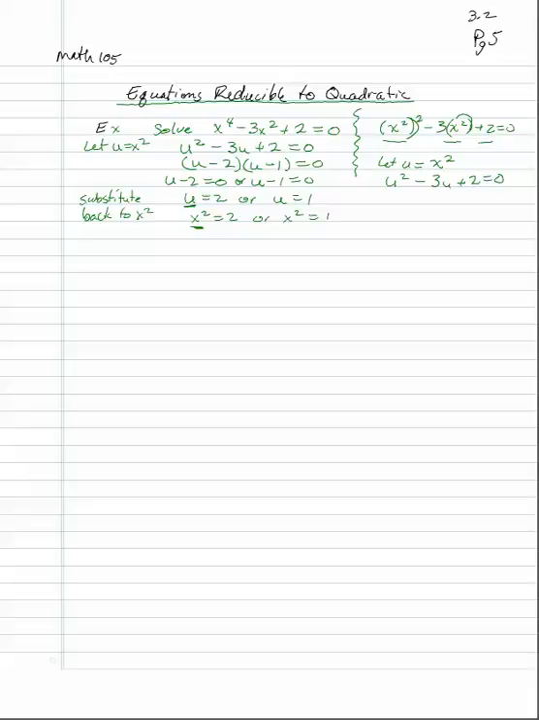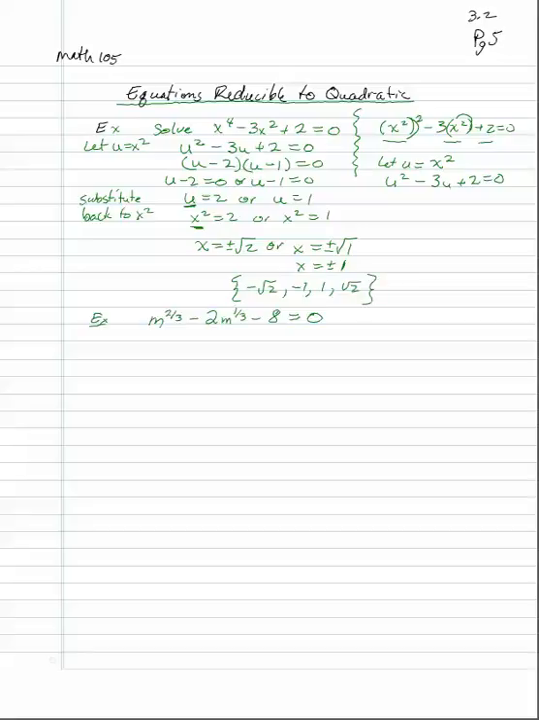And here I'm going to use the square root principle, so x equals plus or minus square root of 2, or x equals plus or minus square root of 1, which is just 1. Okay, so we have 4 solutions. We have negative square root of 2, negative 1, 1, square root of 2.